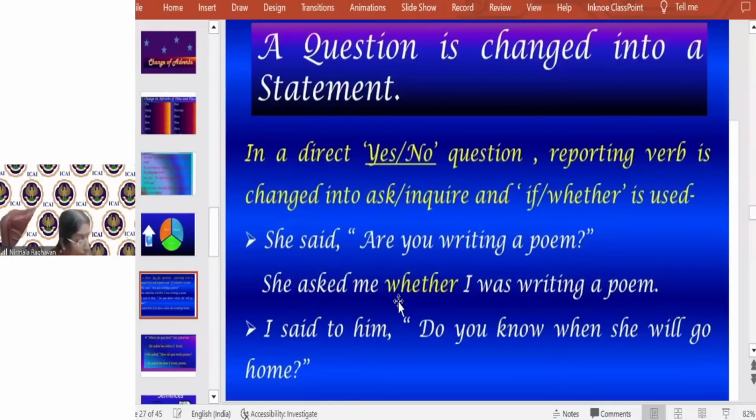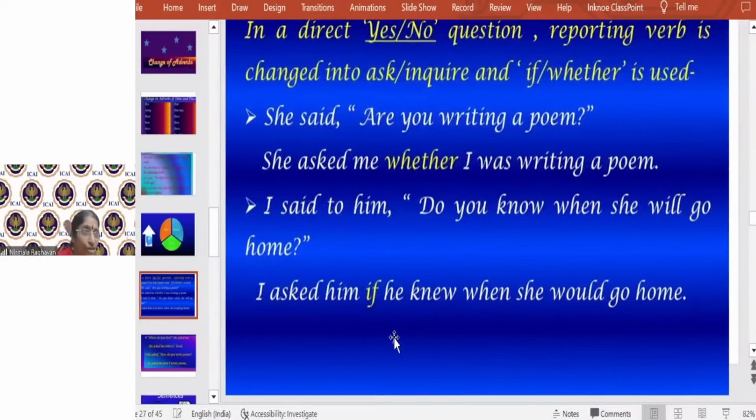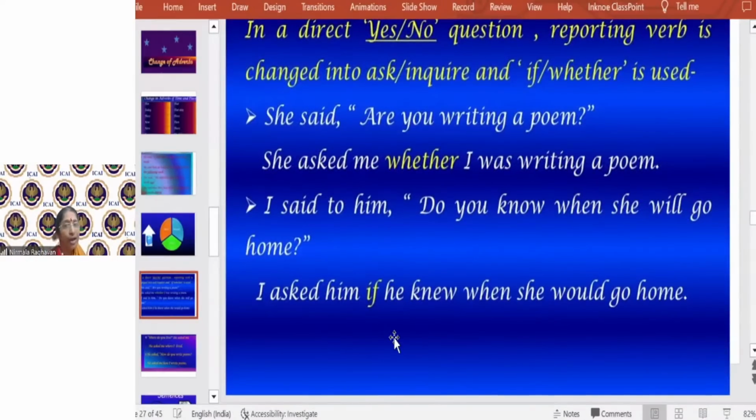What do you want from me? If you don't have the do, then your sentence is not a question sentence. Now, I said to him, do you know when she will go home? I asked him if he knew when she would go home.